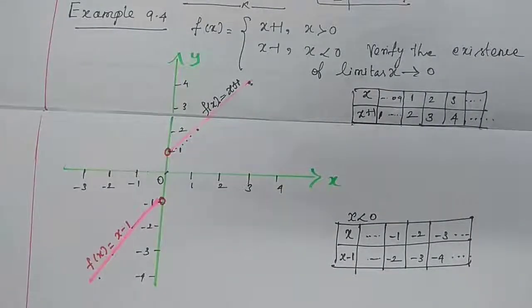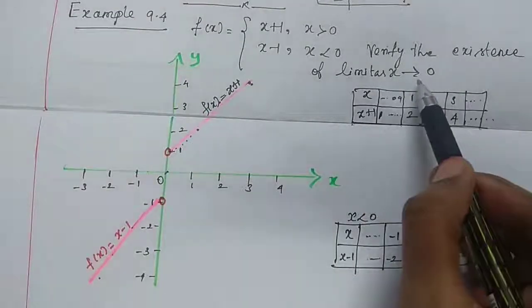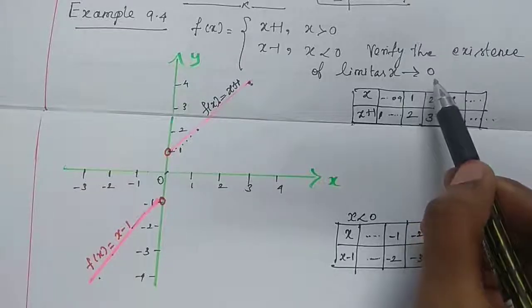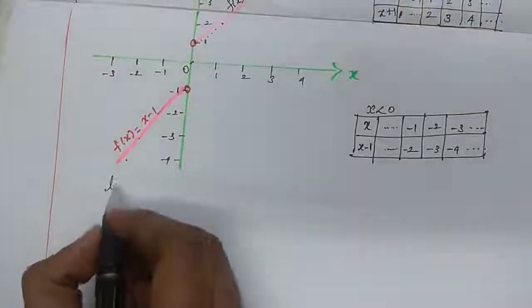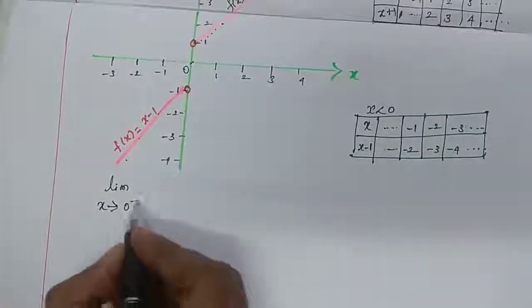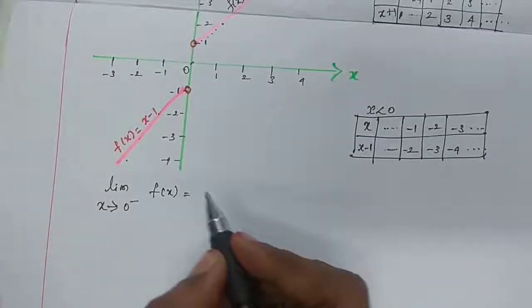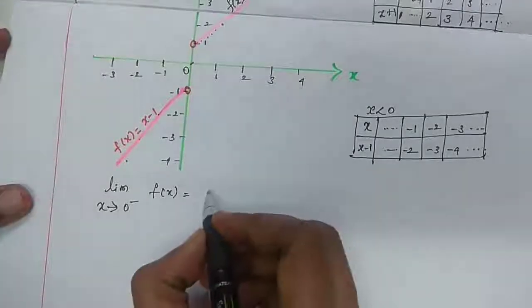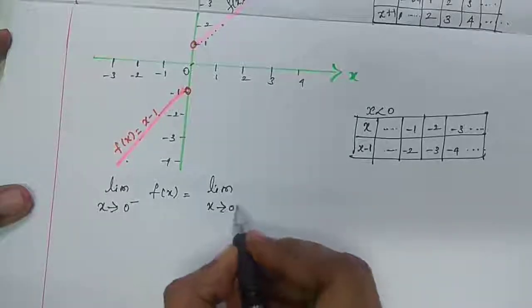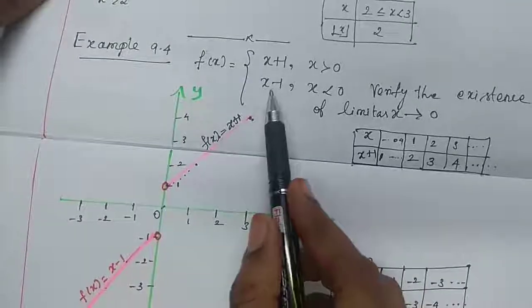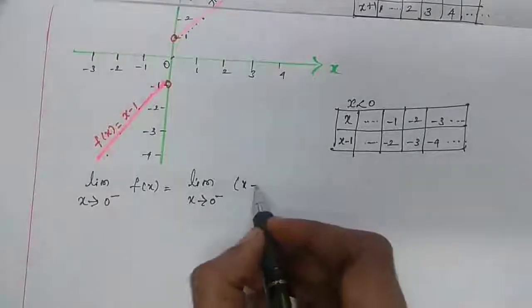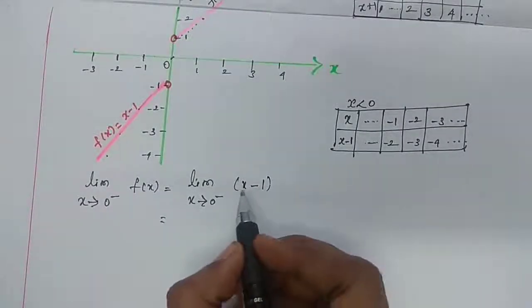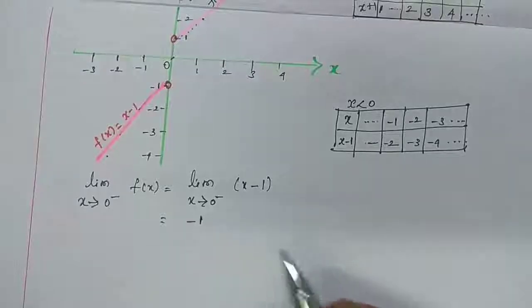Now our aim is to check the existence of the limit as x tends to 0. First do the calculation for the left limit. The limit as x tends to 0 minus of f of x: left of 0, f of x takes x minus 1. Substitute 0 in the place of x, we get minus 1.